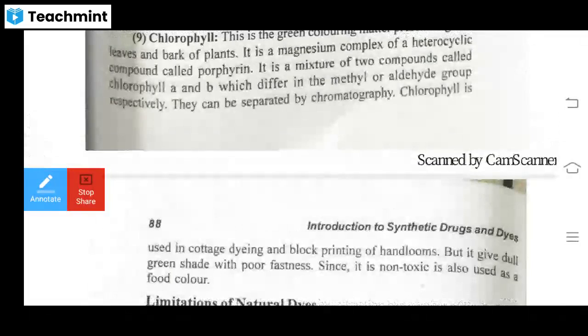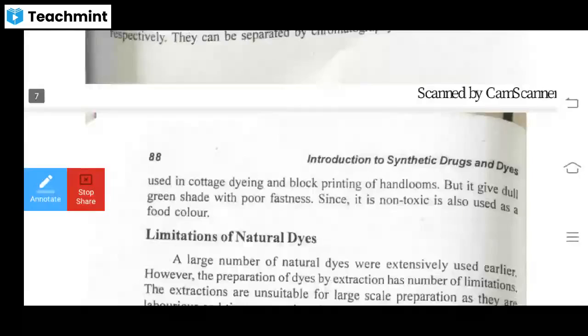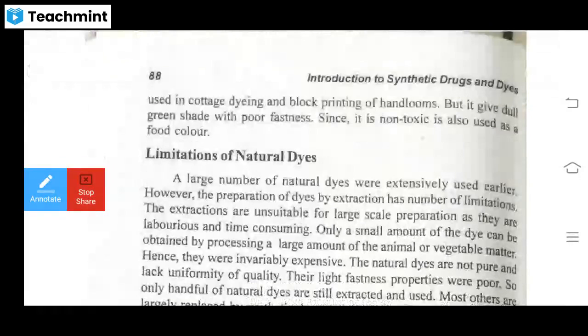They can be separated by using the chromatography. Chlorophyll is generally used for the cottage dyeing and the block printing handlooms, but it gives the dull green shades with poor fastness. So it is a non-toxic one. For that purpose, it is used as a food color. For the fabric purposes, there are a lot of options available which are better than this. Okay, chlorophyll pigments are mostly used in the foods as the food colors.